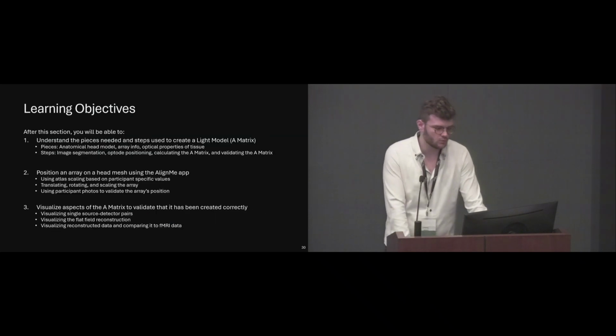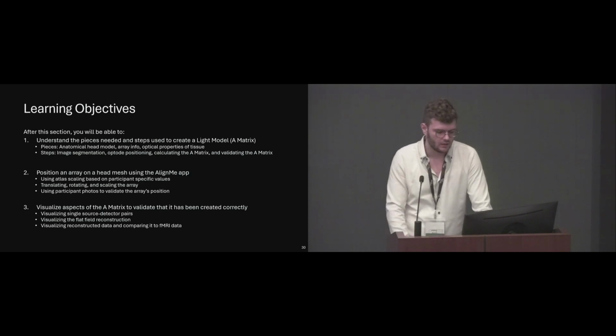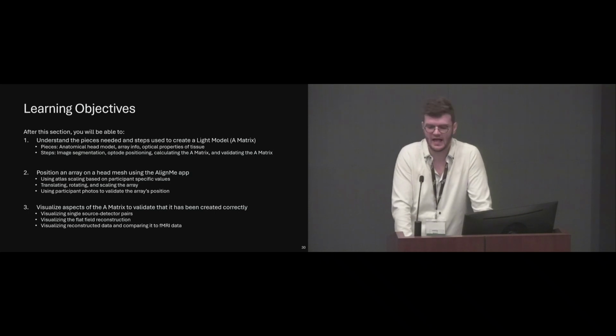So that brings us to the tail end of my talk. We'll get into our hands-on section in just a moment. After this section, you will be able to understand the pieces needed and steps to use to create the A matrix, such as the anatomical head model, the array info, and the optical properties of the tissue. The steps: image segmentation, optode positioning, calculating the A matrix, and validating it. You'll also learn how to position the array on the head mesh using AlignMe, using atlas scaling, translation, rotation, or scaling the array, and then participant photos to validate the positioning. And then lastly, visualizing the aspects of the A matrix to validate that it's been created correctly.